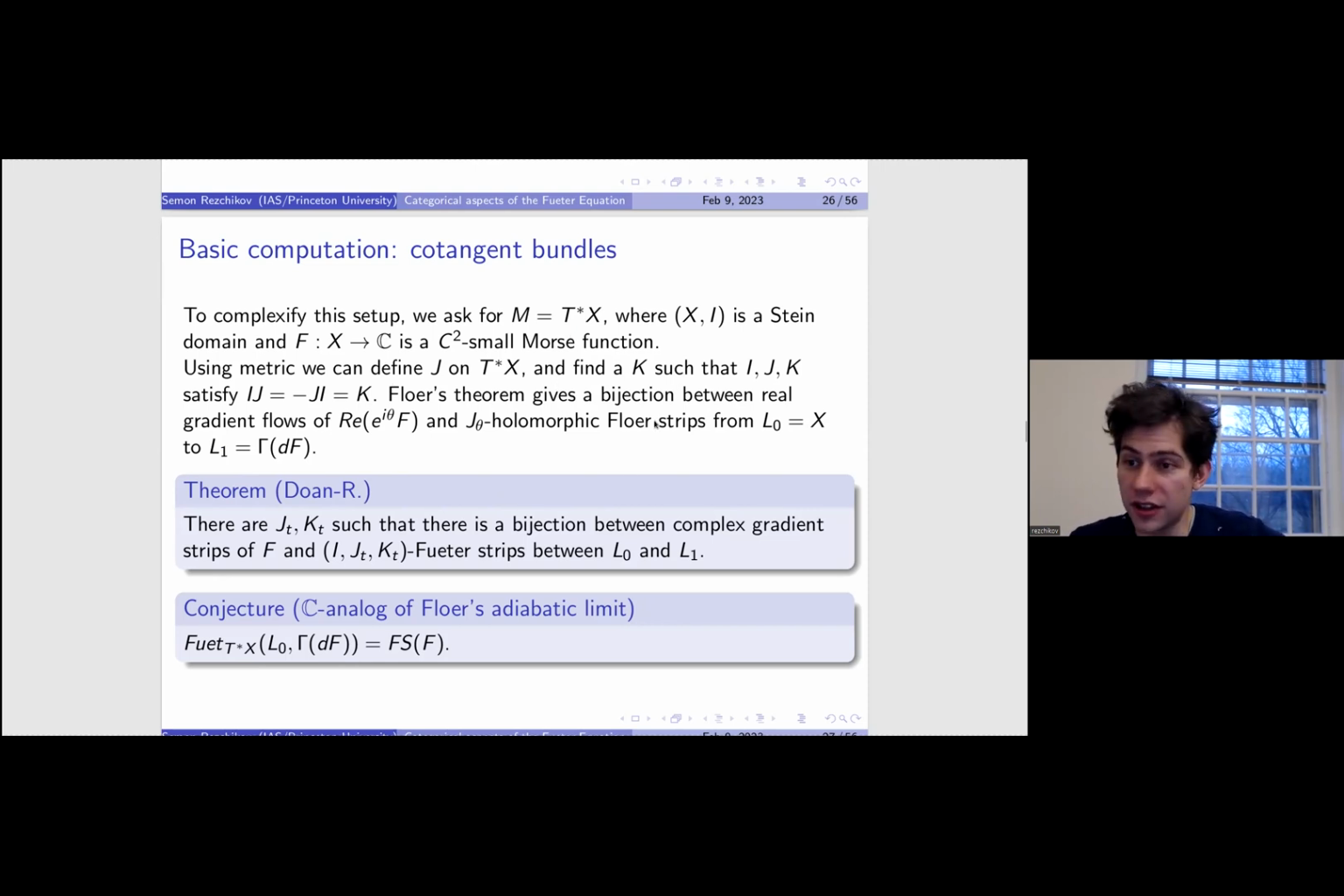What we showed is that for this J_t, which gives you the corresponding K_t, it's Floer's J_t, there's a bijection between the complex gradient trajectories of this function F and Fueter strips between these Lagrangians with these sort of boundary conditions. So this suggests that there should be a complex analog of Floer's theorem: the hom in this conjectural Fueter 2-category between the zero section and the graph of the differential of a holomorphic Morse function should be the Fukaya-Seidel category of the holomorphic Morse function.